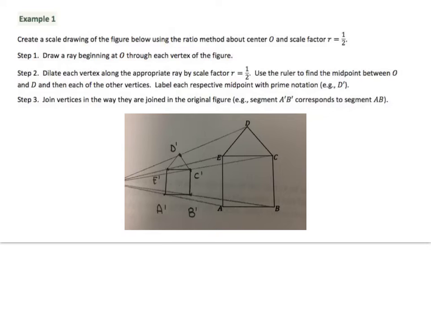So first of all, it says create a scale drawing of the figure below using the ratio method about center O and scale factor r equals 1/2. So here we're going to think to ourselves, are we reducing or enlarging something? When we have a scale factor of less than 1, our new figure is going to be smaller. So I already know it's going to be smaller. So we have our steps here.